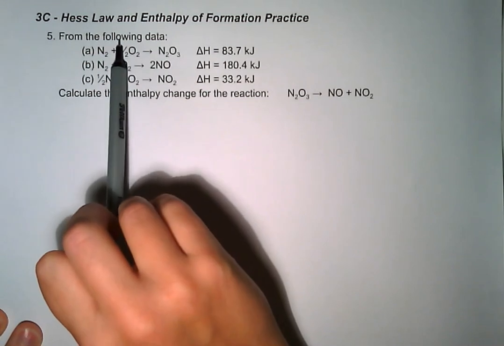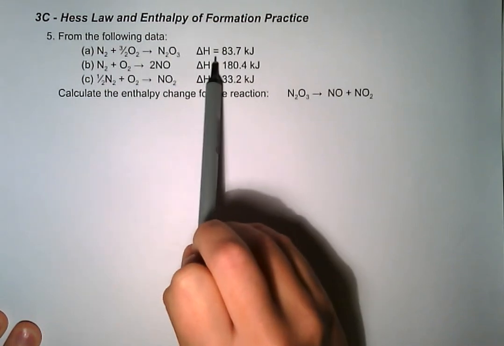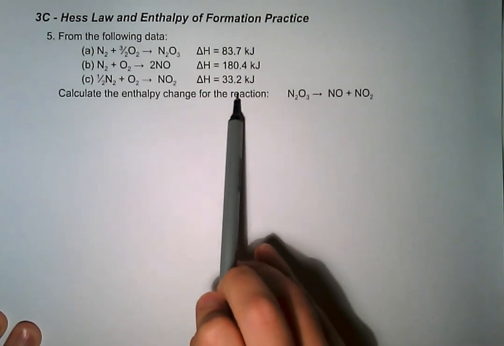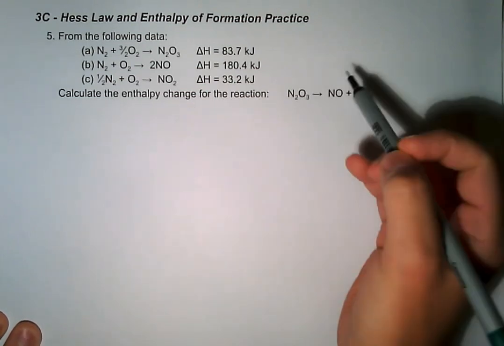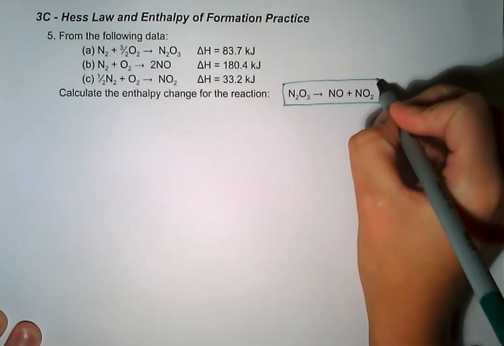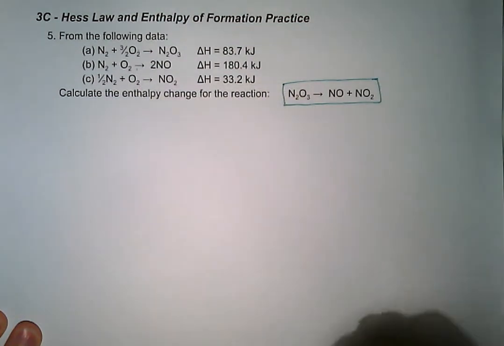It just says, from the following data, which gives us our 3 reactions with their enthalpy values, calculate the enthalpy change for the reaction, this one. So this makes it easy. We know that this is our target reaction. This is what we are trying to get to, and we have these 3 reactions to work with.